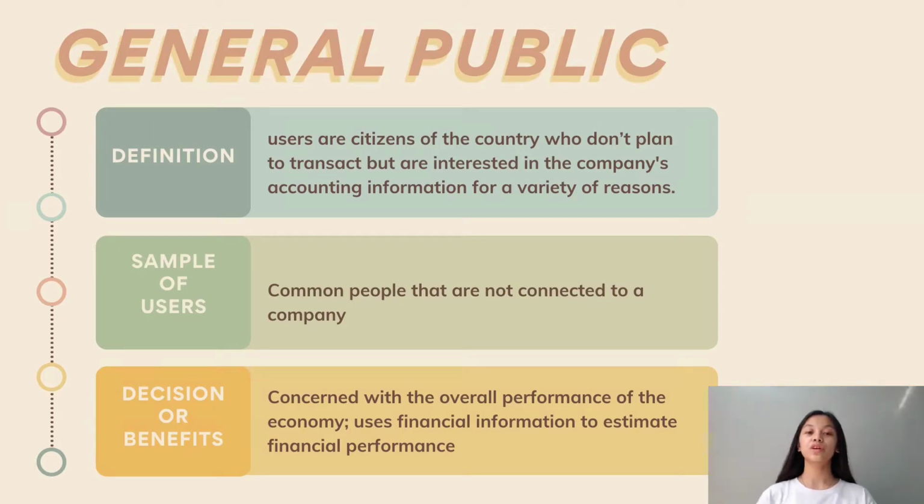Examples of users are common people that are not connected to a company. These are people who do not support the business but are part of the general public, so they still have the right to know. They are concerned with the overall performance of the economy and use financial information to estimate financial performance. This still falls for the sake of the economy. That is all for the external users, academe, and general public.